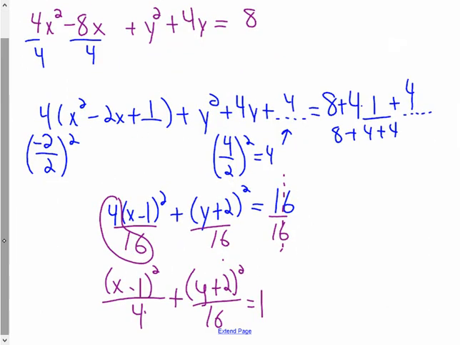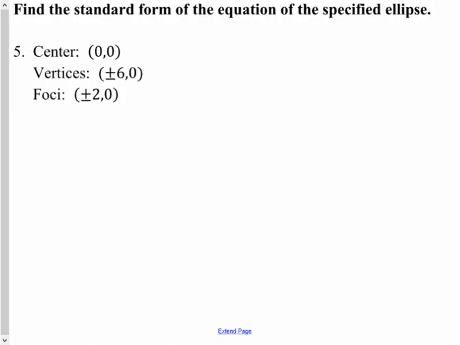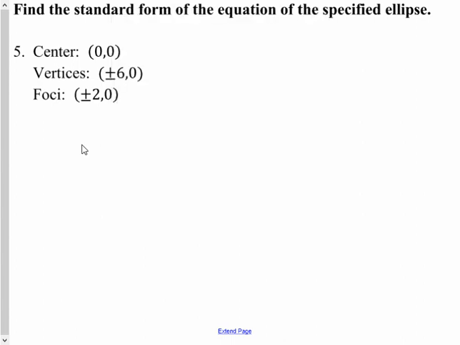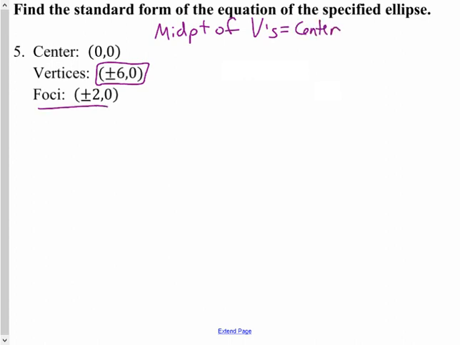What's left to go is we're going to have a couple more where they're going to give us some information and we need to find the standard form. This is a ton of information starting off here. They probably didn't need to give us all this information, but realize as we go on that when they give us both vertices, the midpoint of the vertices is going to be the center. That's also true with the foci.